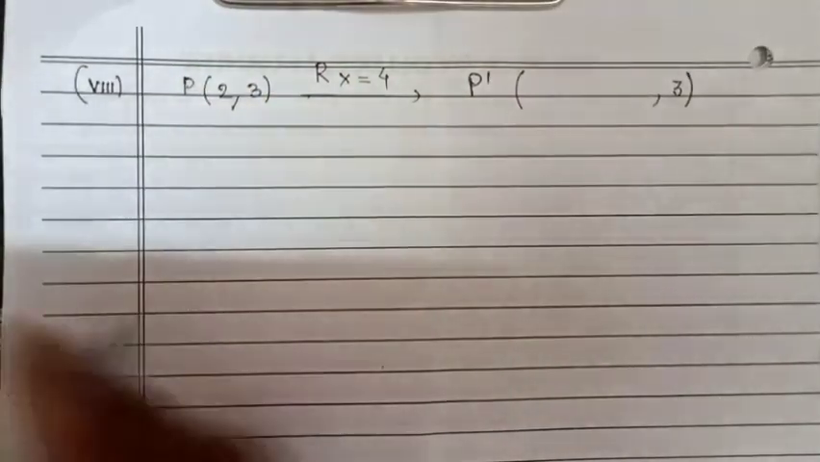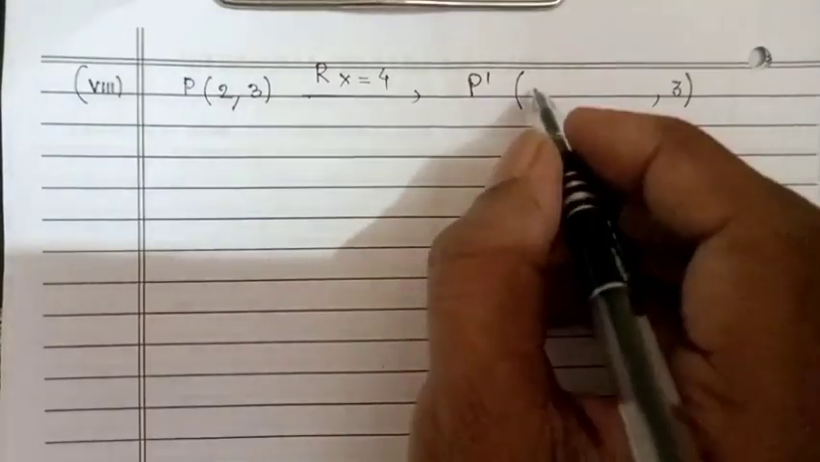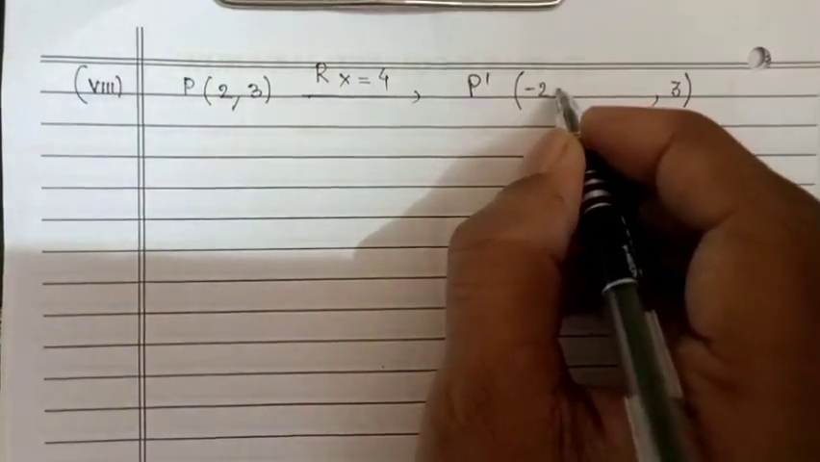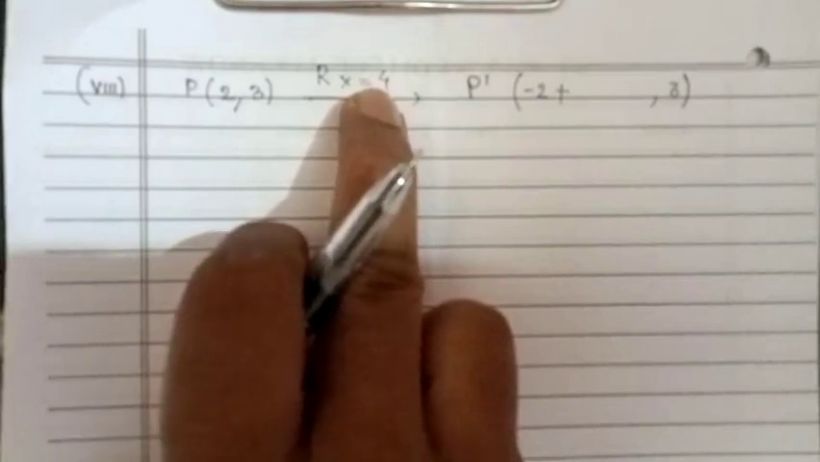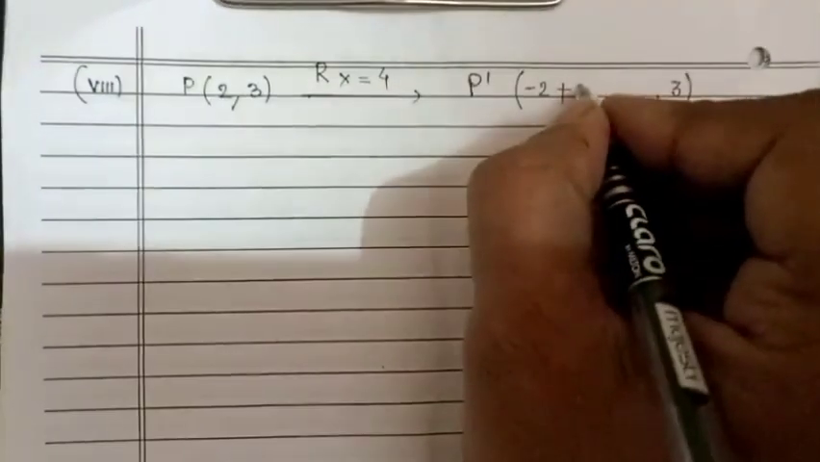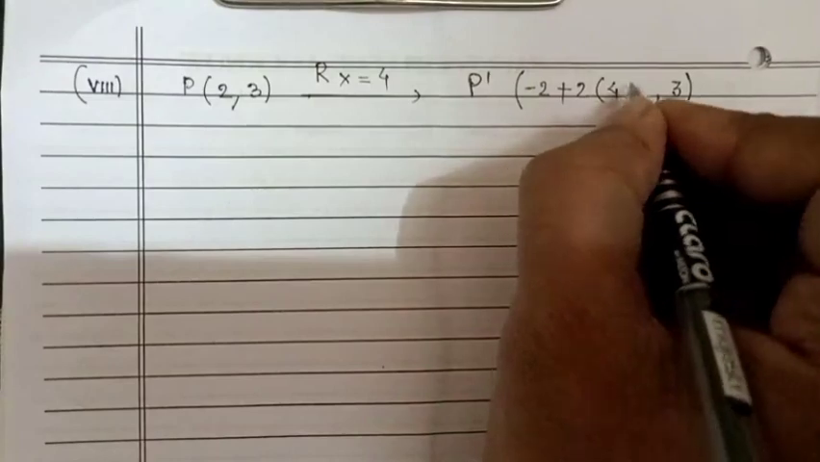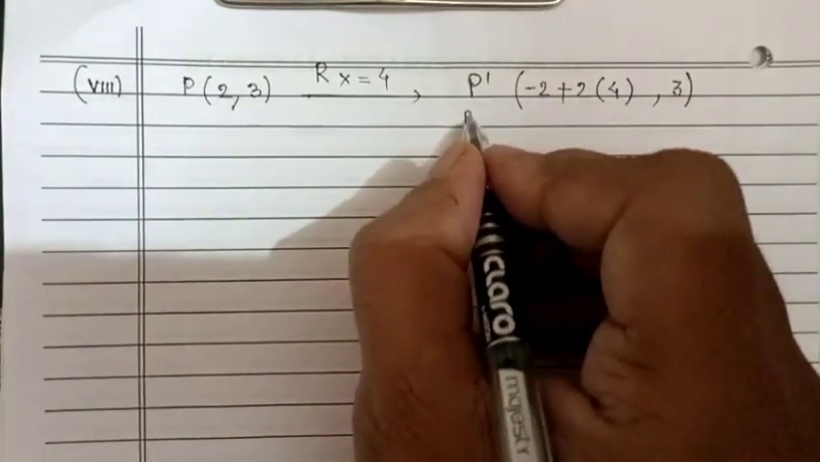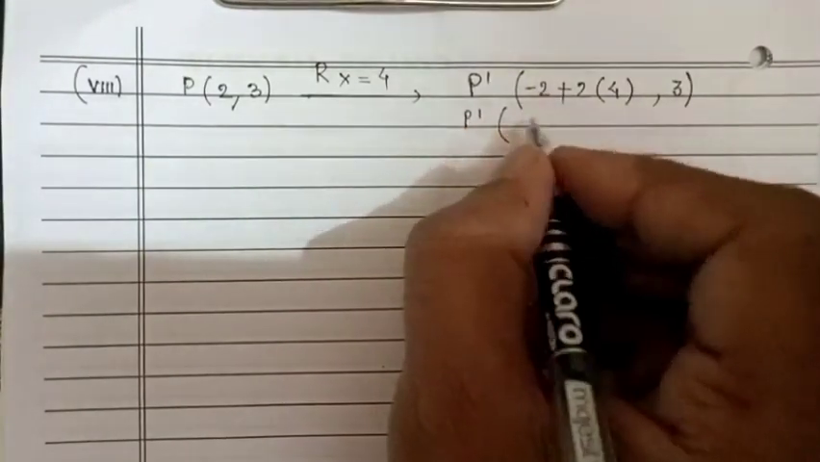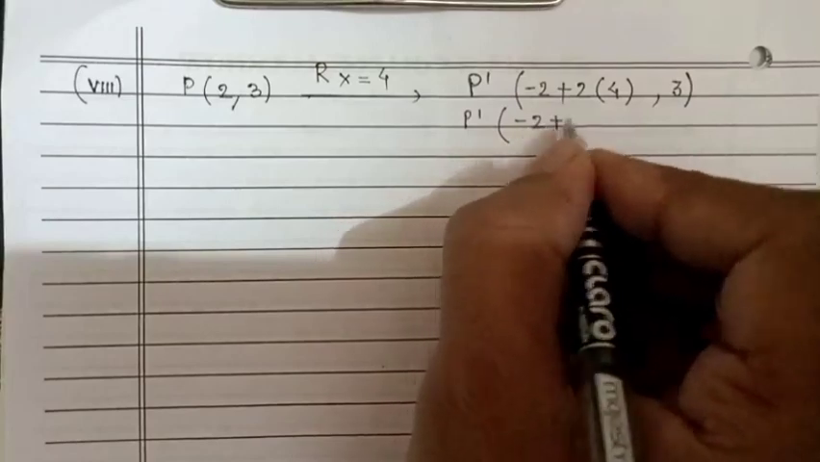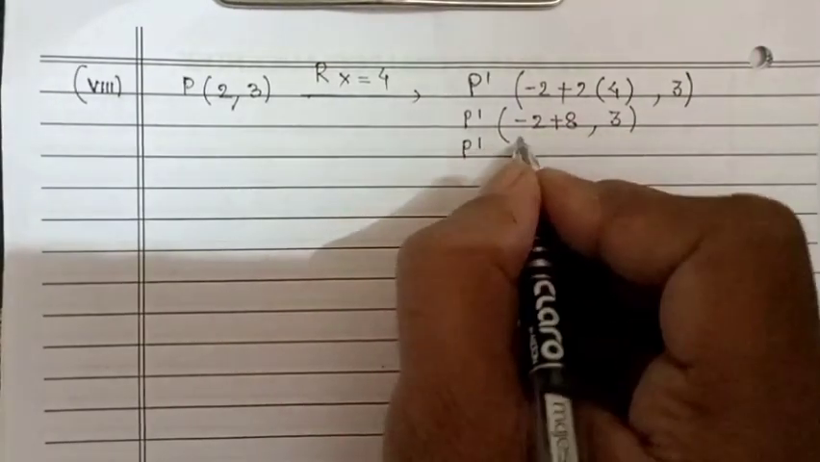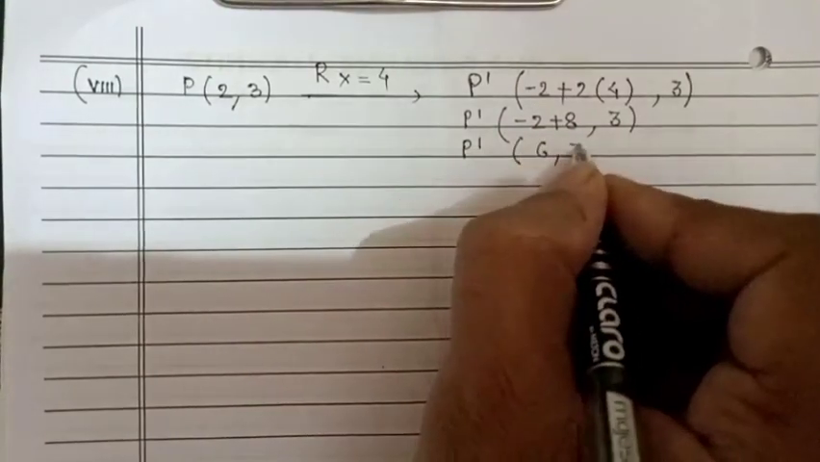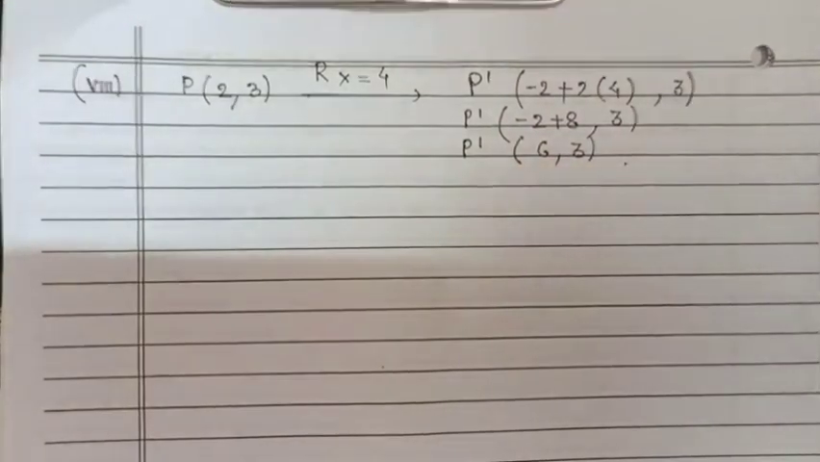What about the x coordinate? Sign of x coordinate will change, -2, and then you will add twice the value of x from here. So x is equal to 4, so you will add twice of it. So P dash will give you -2 plus 8. So finally P dash will be 6, 3. This will be your answer.